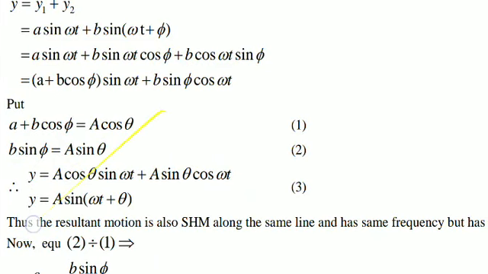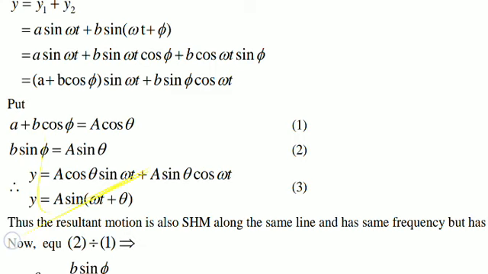For a plus b cos phi, let us put a cos theta. You see, a is the amplitude of one wave, b is the amplitude of the other wave, and phi is the phase difference between these two waves. So a plus b cos phi will be some kind of constant. Instead of this constant, we can put another constant, that is A cos theta. There will not be much change in the equation, right? So a plus b cos phi will be replaced by A cos theta, and b sin phi will be replaced by A sin theta.